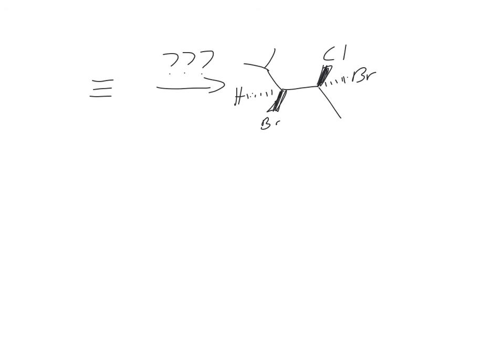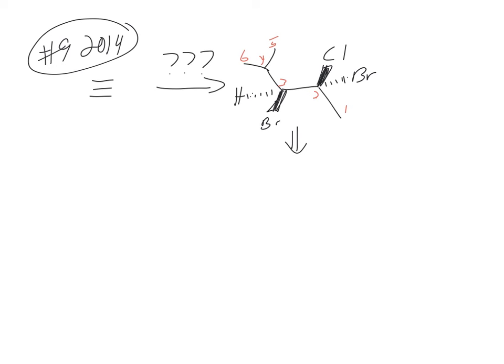All right, taking a look at this, it's number 9 from the 2014 exam. So we gotta work backwards, this retrosynthetic problem. So the first thing we want to do is number our carbons. So let's go 1, 2, 3, 4, 5, 6. So working backwards, it's probably pretty obvious. Hopefully everybody sees which 2 carbons are going to be in the starting material here. 2 and 3, right? Because that's where all the stuff ends up, right? So you assume that's what those are.